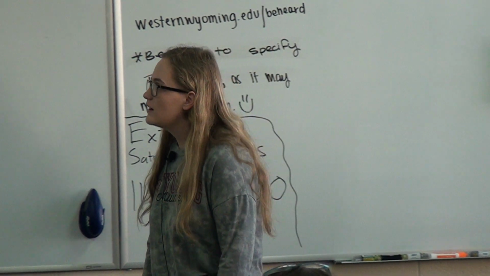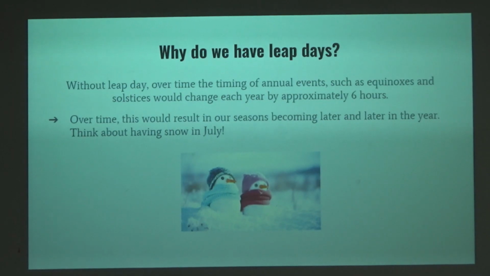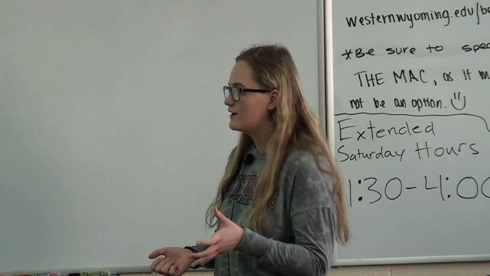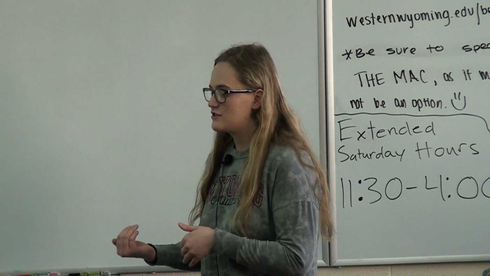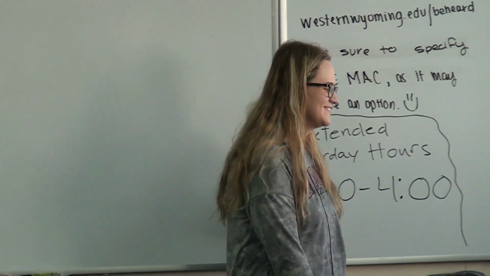If we did not have leap day, over time the timing of annual events, such as our equinoxes and solstices, would change every year by about 6 hours. Over time, this means that our seasons would get later and later, and eventually we could be having snow in July and Christmas with like 90-degree weather. So be real weird.